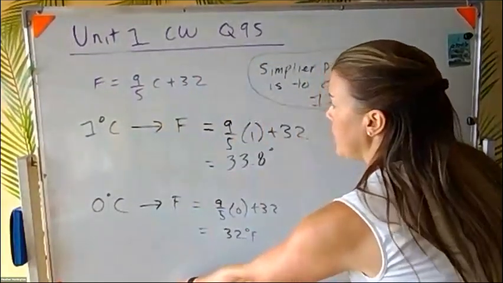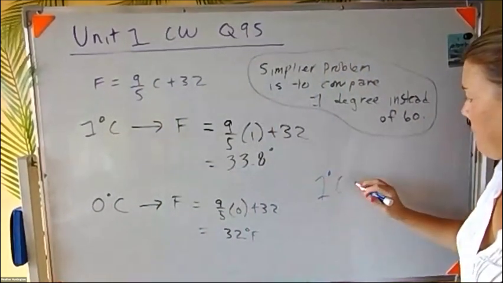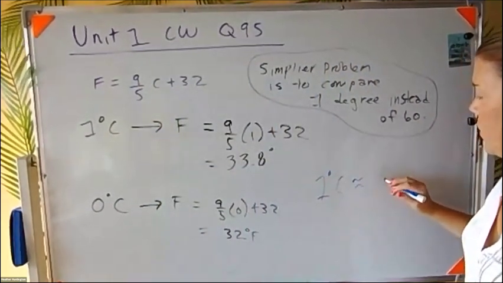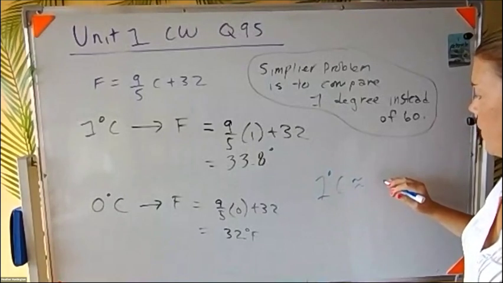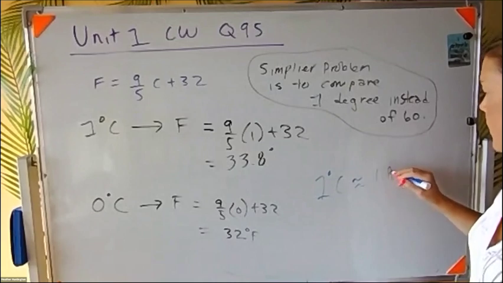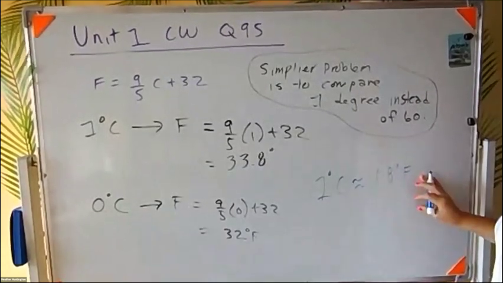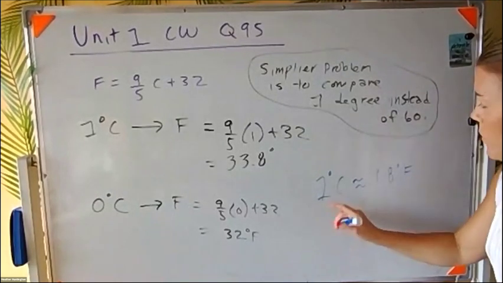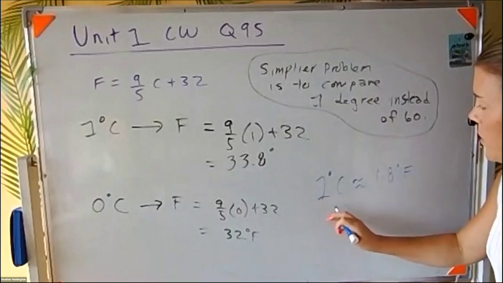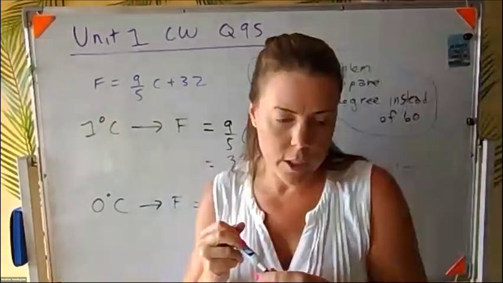So we can then see that 1 degree Celsius is equivalent to 1.8 degrees Fahrenheit. If we go down, let's say from 1 degree to 0 degrees, you actually went down. So let me see if we're answering the question properly then.